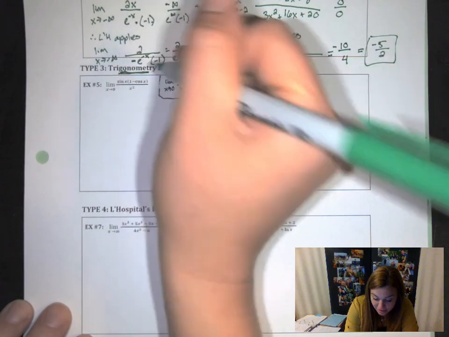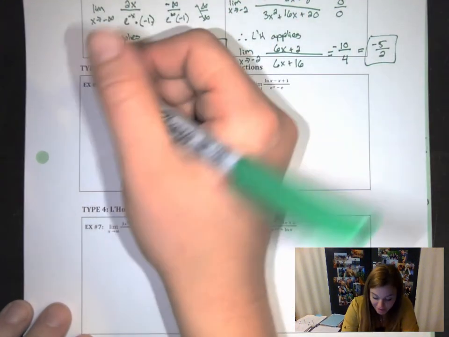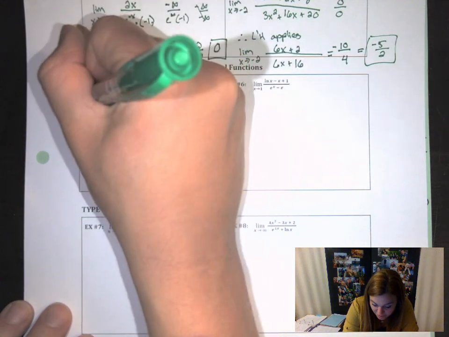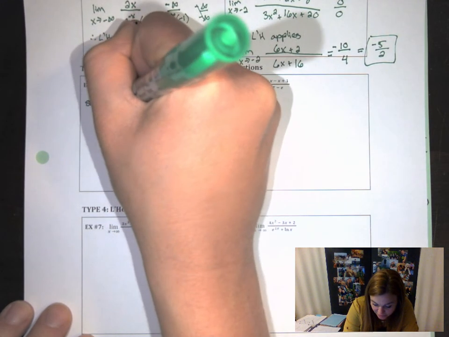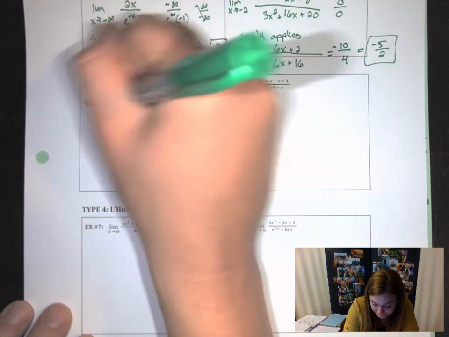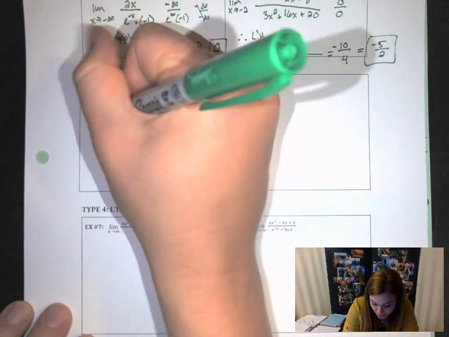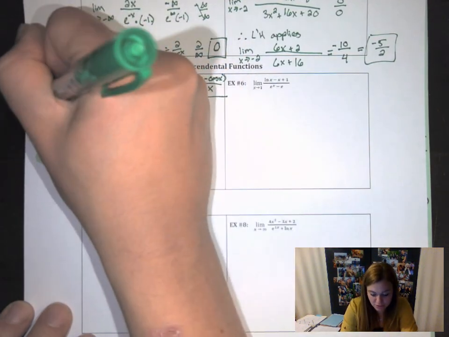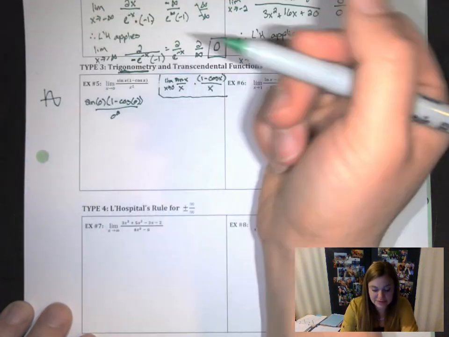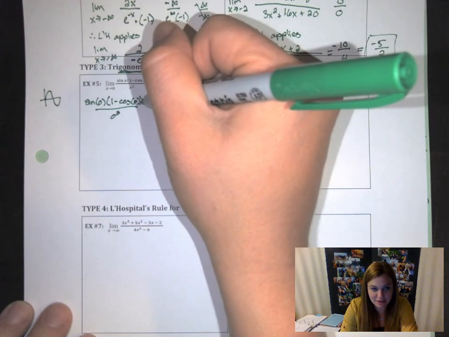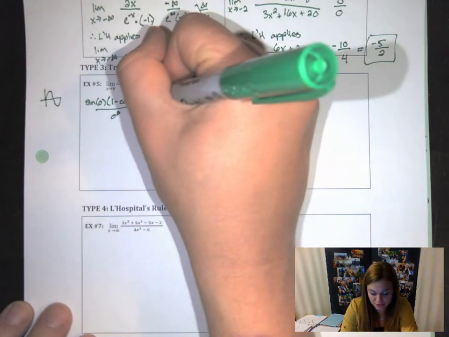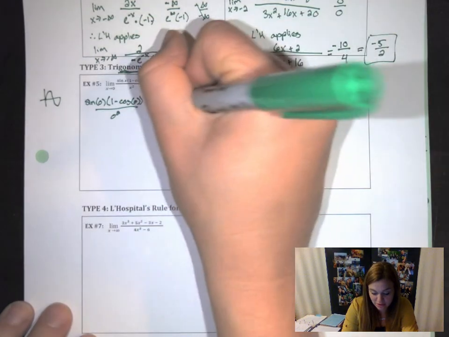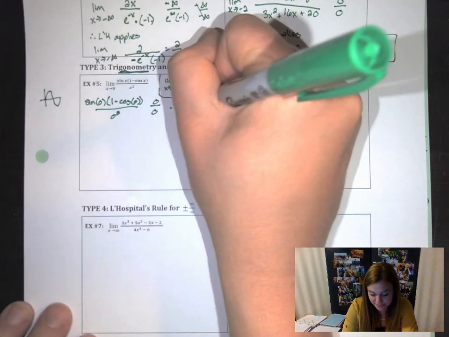But the new way: limit as x approaches 0, if I substitute this in, I get sine of 0 times 1 minus cosine of 0 over 0 squared. Sine of 0 is still 0. So 0 times anything, but this is going to be 0 times 0 over 0. So this is definitely 0 over 0. So I'm going to say, therefore, L'Hopital's applies.